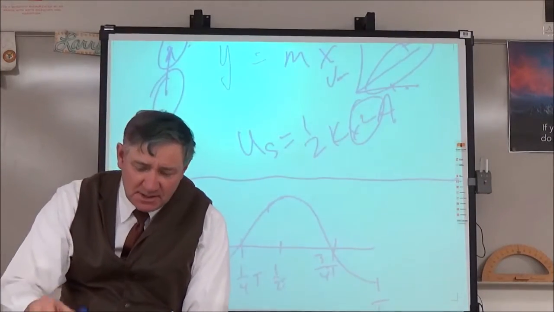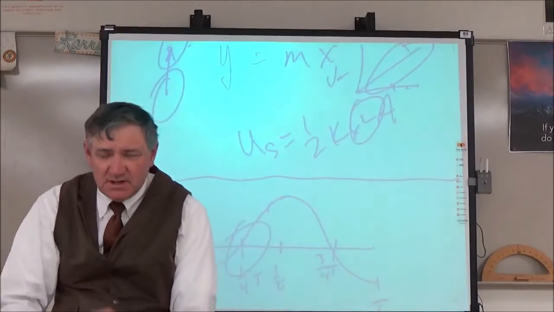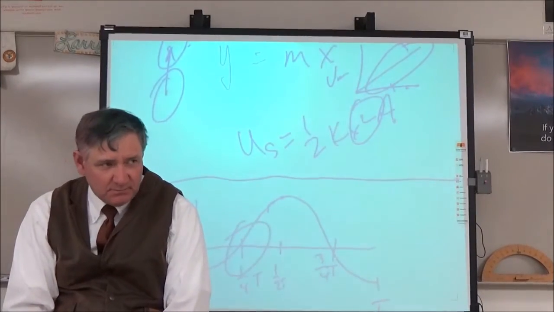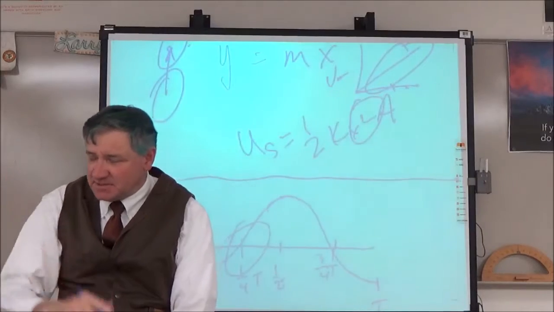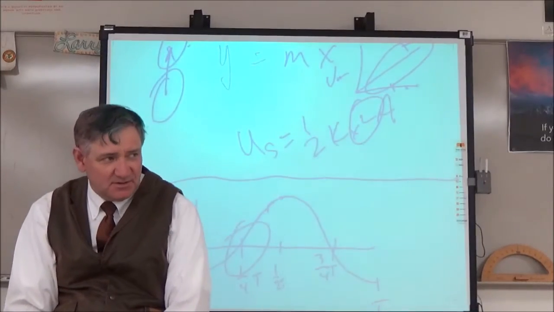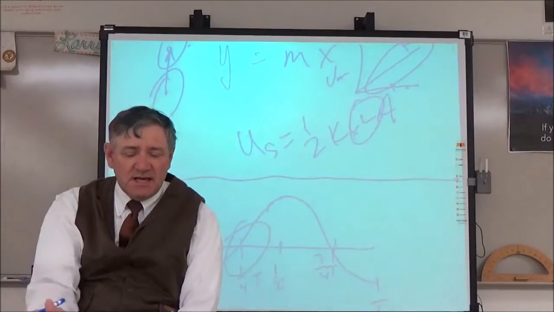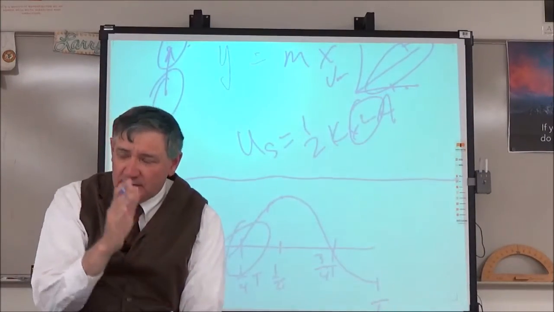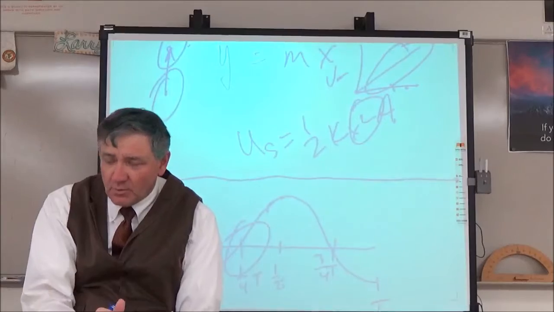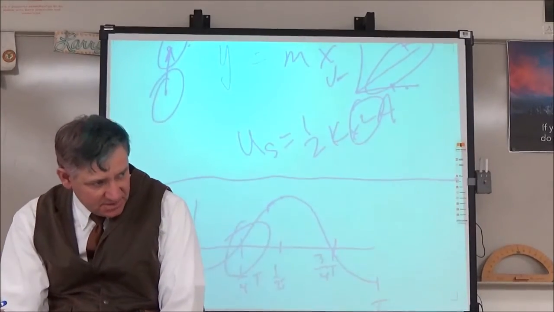So, at a quarter T, what's your acceleration? 0. So force net equals mass times acceleration. If your acceleration is 0, what's your net force? 0. Again, we're not saying that there aren't forces acting on the system. We're just saying that the net force is going to equal 0.